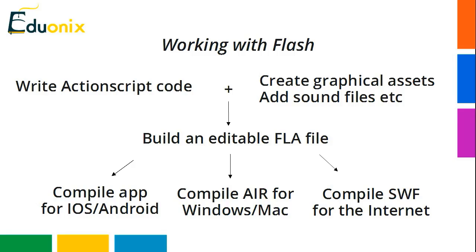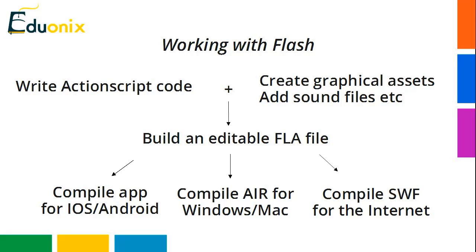This slide shows you how you would typically go about working with Flash. So you would generally either create graphical assets in Adobe Flash Professional or import them as graphical files. And you may also wish to add additional assets such as sound files. And then you would generally write some ActionScript code to make it all work. And then you would have something called an FLA file. And you can edit your FLA file, and when you've finished editing your FLA file, you can then compile it.